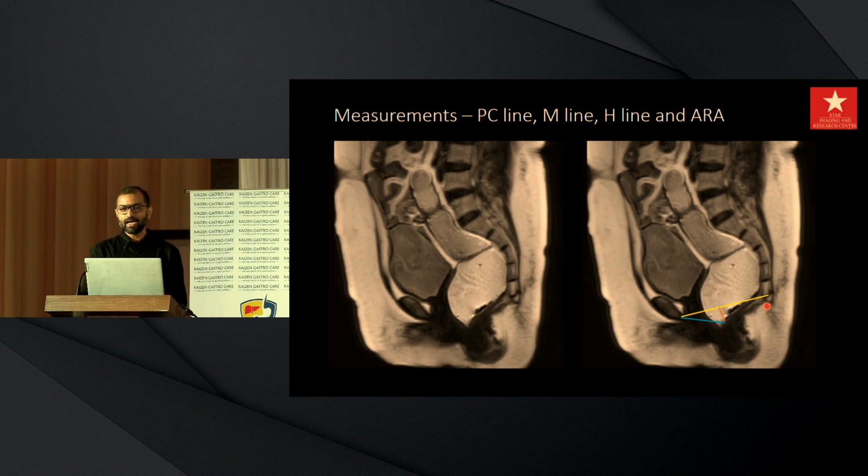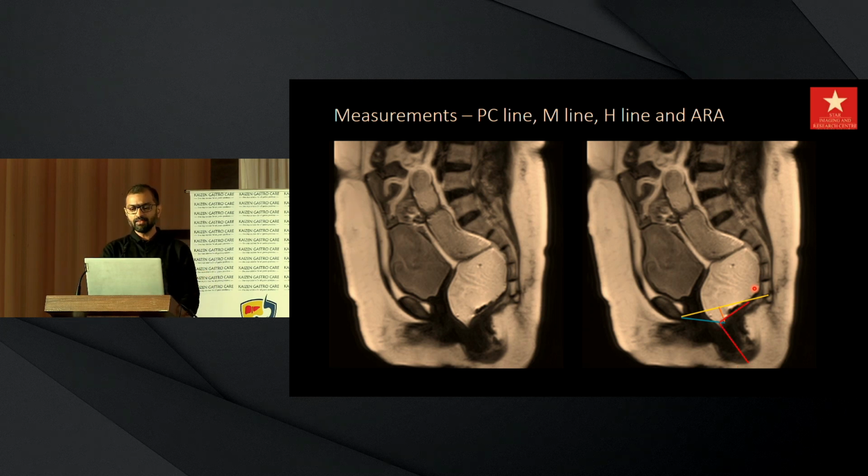Then we have the M line. It basically indicates the position of the anorectal junction in relation to the pubococcygeal line. If a perpendicular is drawn from the anorectal junction, which is the junction between the posterior margin of the rectum and the long axis of the anal canal, that's the anorectal angle. And I draw a perpendicular from the point of this angle to the pubococcygeal line, that is termed as the M line. It basically gives an indicator of the degree of variation of the position of the anorectal junction in relation to the pubococcygeal line during the dynamic MRI defecogram study.